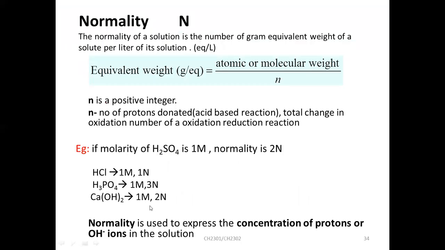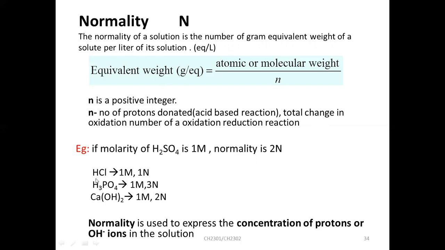Normality. I think this may be a new thing for you. Normality of a solution is the number of gram equivalent weight of a solute per liter of its solution. Equivalent weight is the gram per equivalent, atomic or molecular weight divided by N. N is the number of protons donated, or the total change in oxidation number of an oxidation reduction reaction. And remember, N is a positive integer.